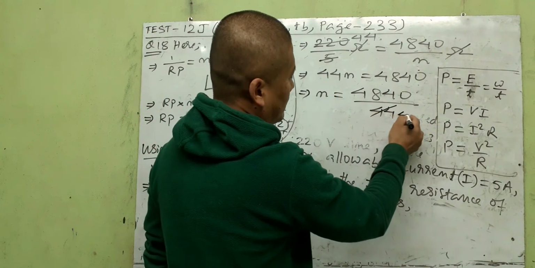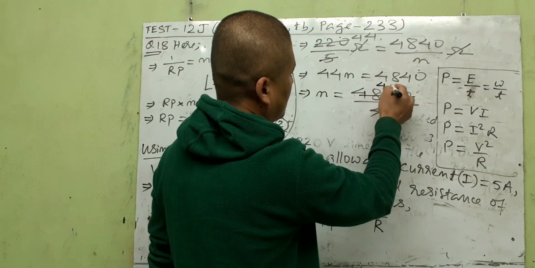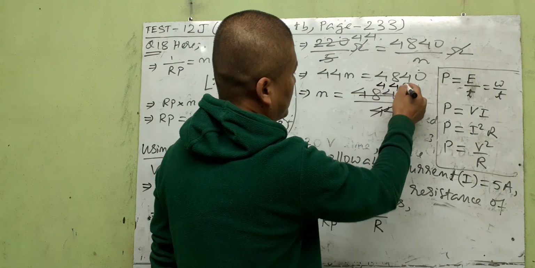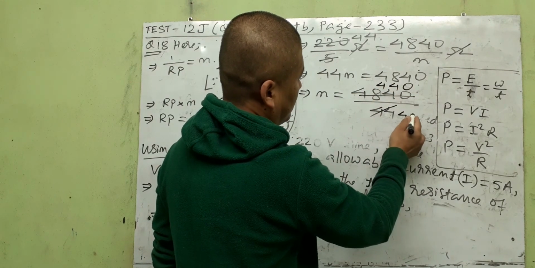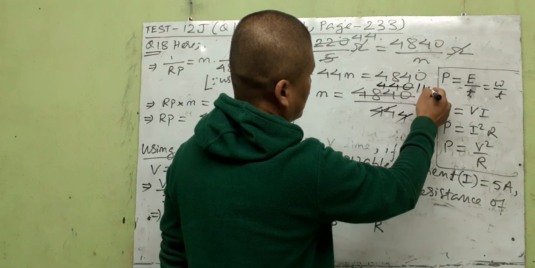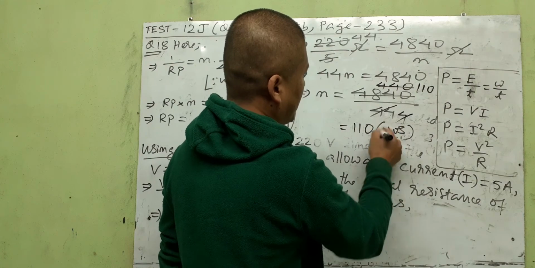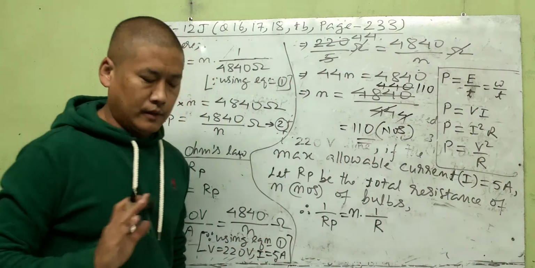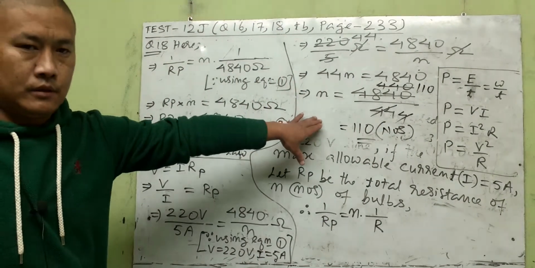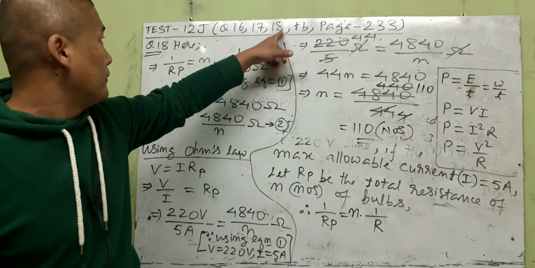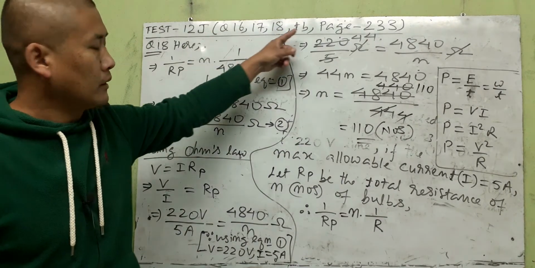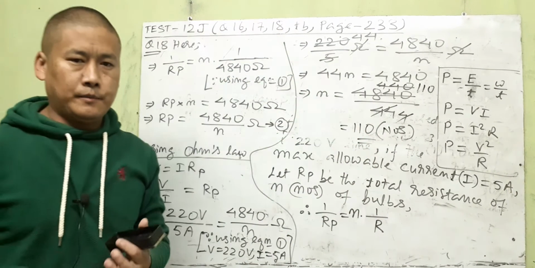So 11 4s are 44, 4 and 4s are 44, 0. Then 4 1s are 4, 4 1s are 4, 1 0. So 110 numbers of lamps. 110 lamps should be involved. That's our answer. So that concludes the part for test 12J. Now you can go and give the test. I hope that's clear, right?